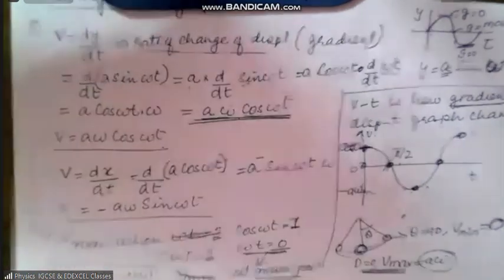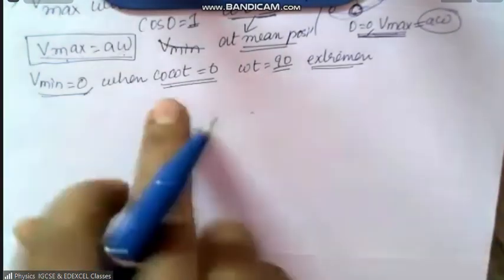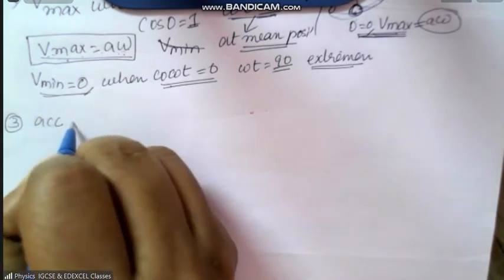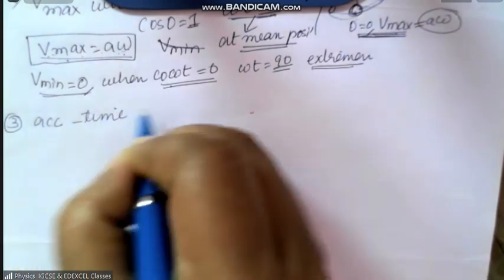All right. Okay, so please practice this one. Now, the third graph is what? Acceleration time graph.